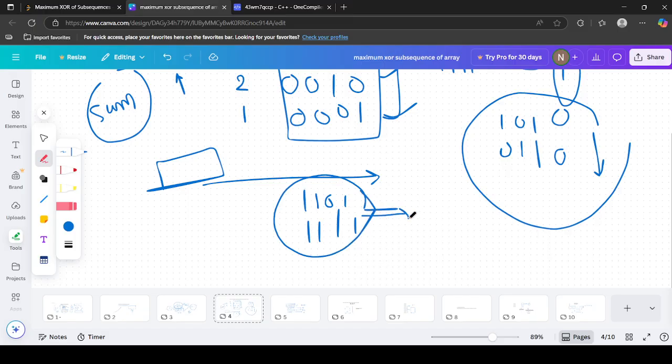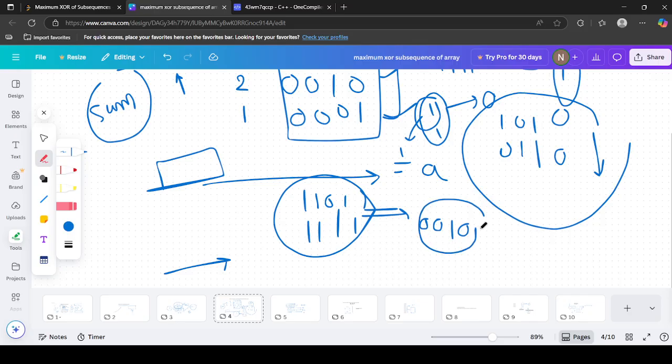So the main problem here is that it is modulo 2. Let's say we have 11. If we select both, the value will become 0. But what if we select only one? Then the answer will be higher. Here we are selecting both because we assume we are selecting the whole subsequence. If we select both, then the subsequence XOR will be 0010, which is far less than any of these.